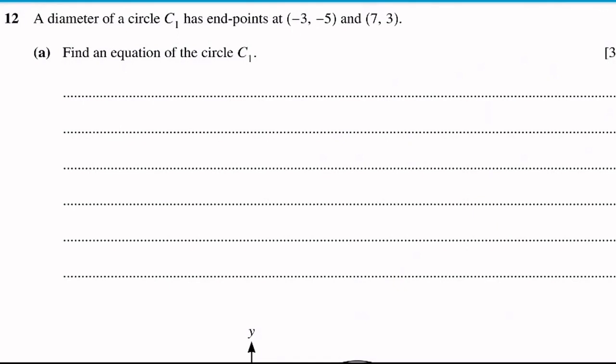Let's look at the question here. So this is the diameter of a circle C1 which has these endpoints. So find an equation for the circle. Whenever we want to look at the equation, it's all about the radius and also the center. The center is very easy. We just need to find the midpoint.